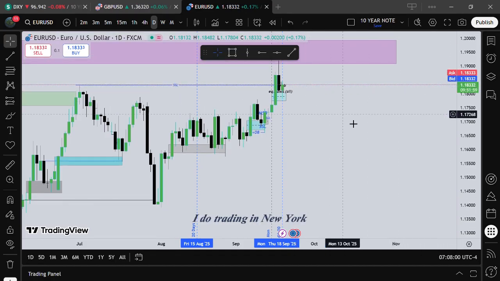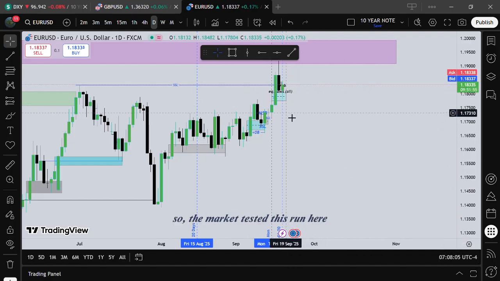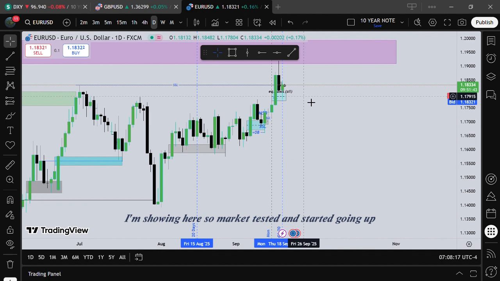I do trade in the New York session, and this is already New York time. That's 7 a.m. in the morning. So the market tested this run here. I was expecting it actually. I expect the market to react to this fair value gap I'm showing here. So the market tested it and started going up.